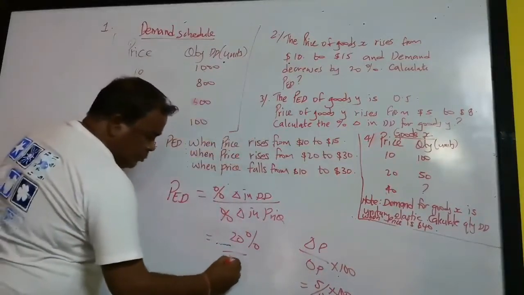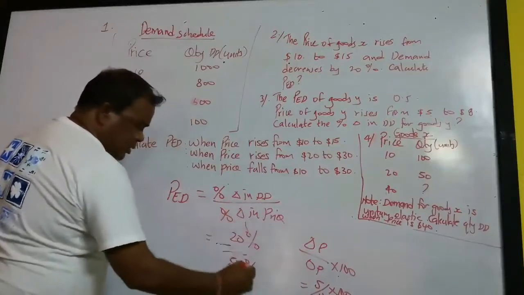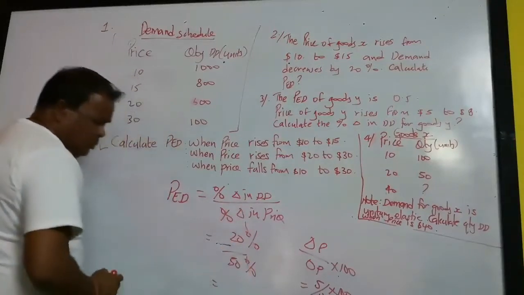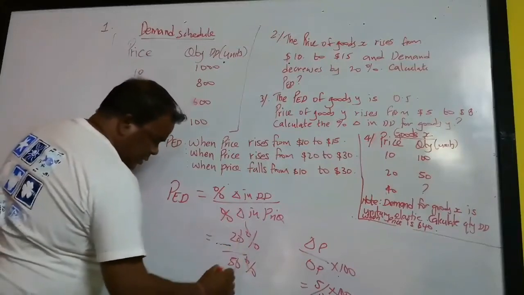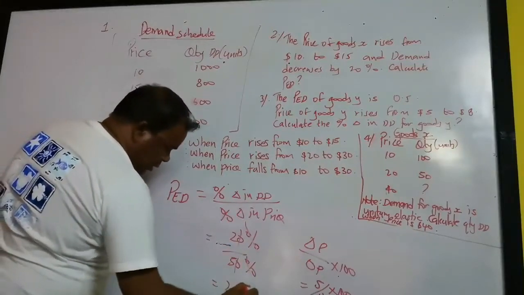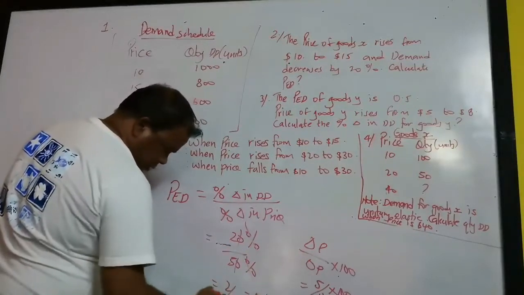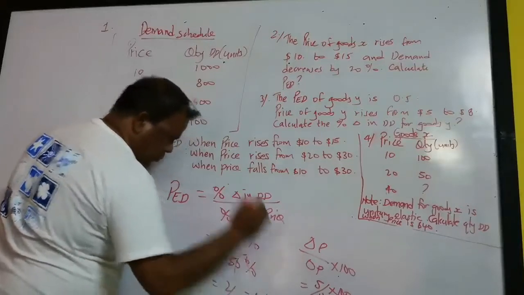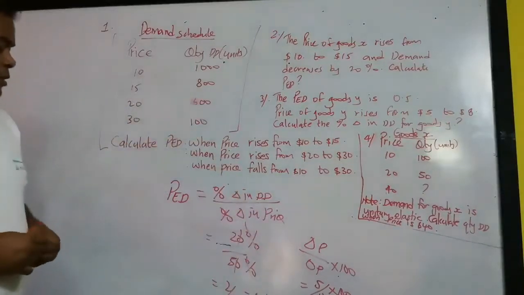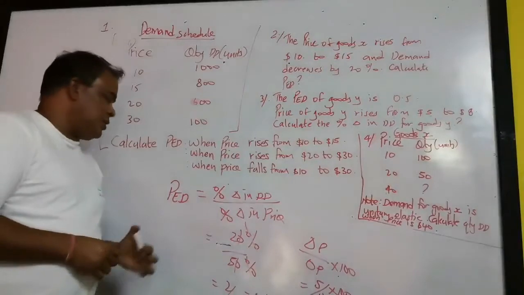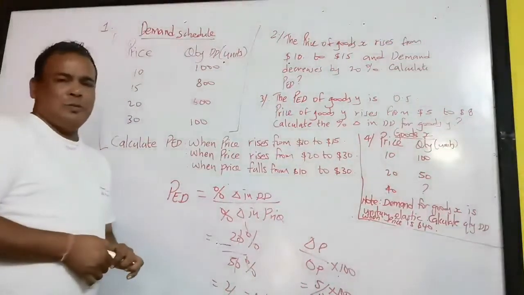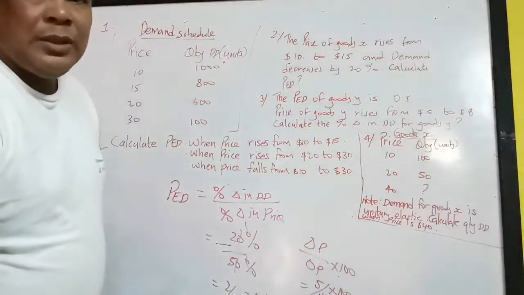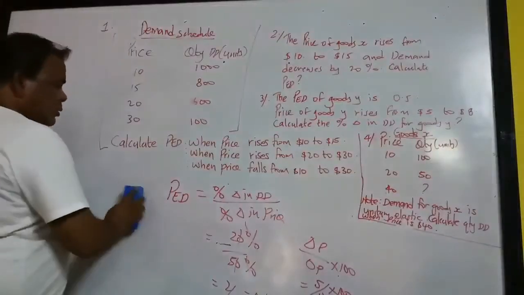Replace in this formula 50%. The percent signs will be eliminated. Therefore, this will be 2 over 5, 0.4. Okay. This is a way to calculate price elasticity of demand using this formula. Now, the third question.